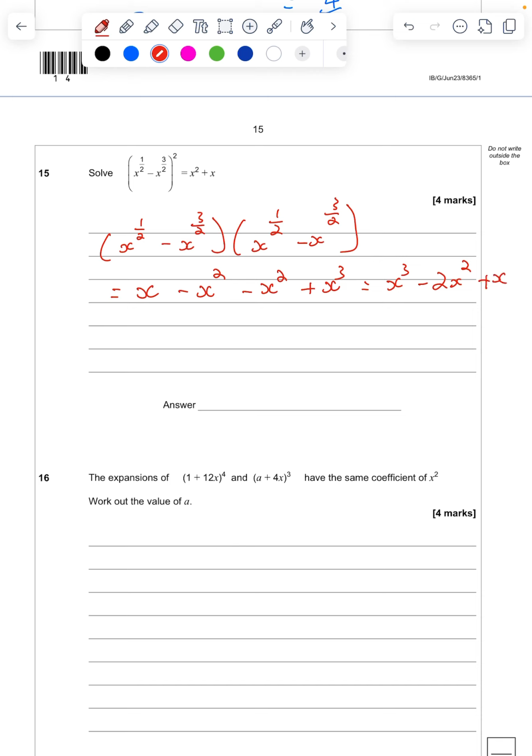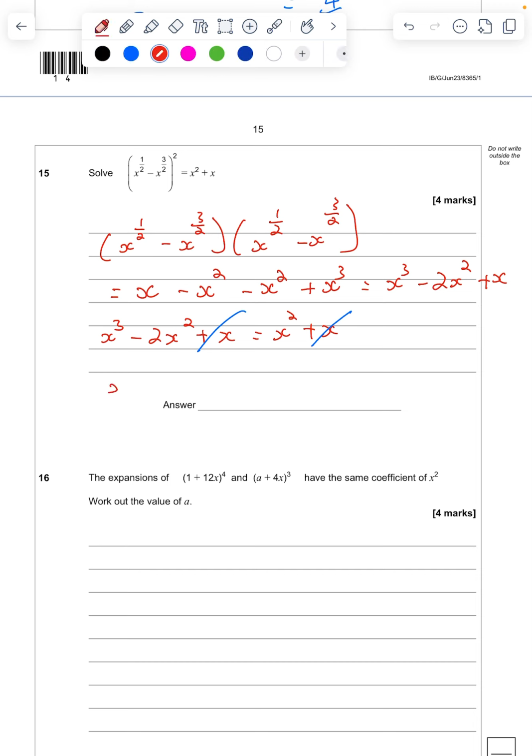plus x. So we now say you've got x cubed minus 2x squared plus x equal to x squared plus x. So I've put the left-hand side, this part here, equal to the right-hand side. Now, there should be some cancellation here, hopefully, maybe. Yeah, there's a little bit. This will go with this. And I can take away the x squared onto this side to give me the following.